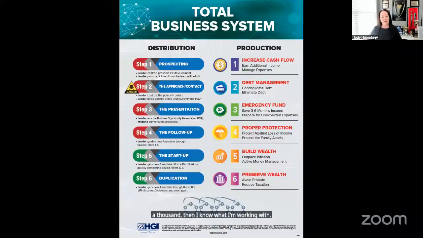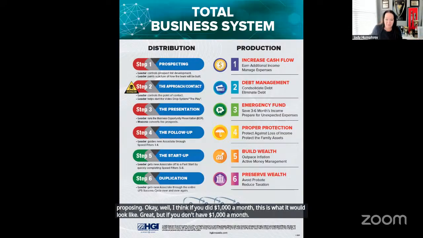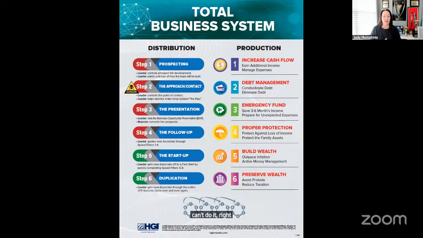But if I don't ever ask that question, then I'm just proposing, okay, well, I think if you did $1,000 a month, this is what it would look like. Great. But if you don't have $1,000 a month, you can't do it, right? So we have to ask the right questions when we're having these conversations.